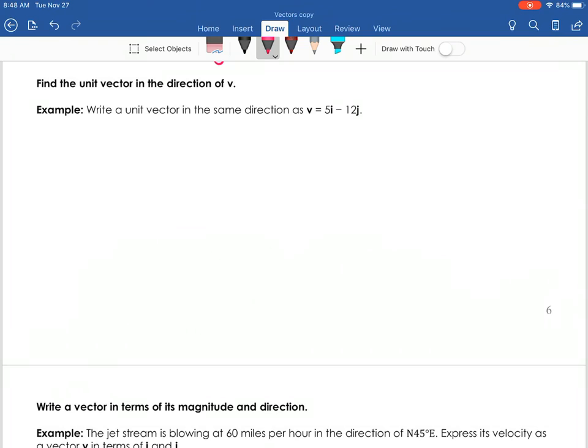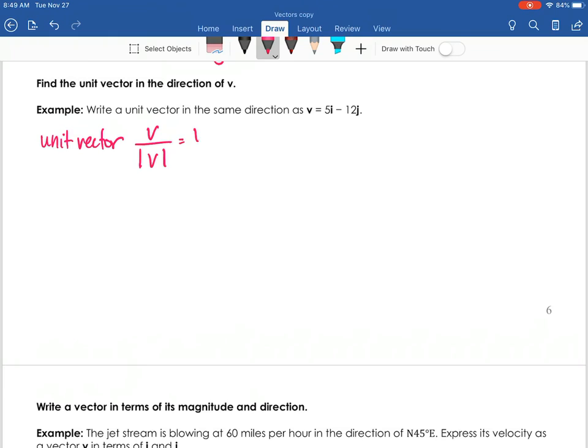So if I ask you to find a unit vector, but I want it in the same direction as some other given vector, what we're going to do is find the length of that vector, and divide that vector by whatever its length is. That will keep the same direction, but it will have a length of 1. The notation for a unit vector looks like this: you take the vector and you divide by the length of the vector.